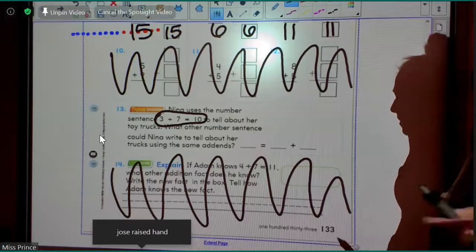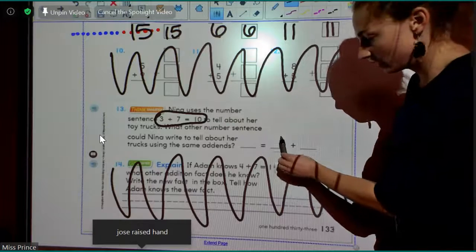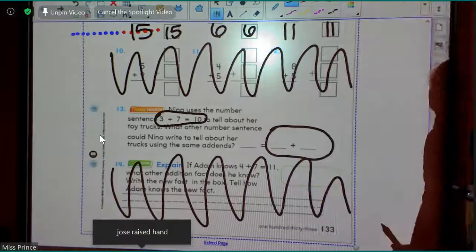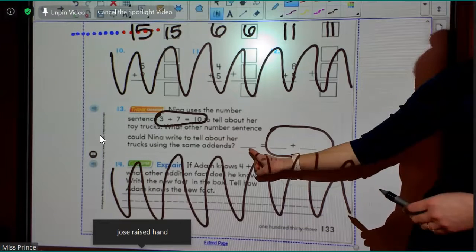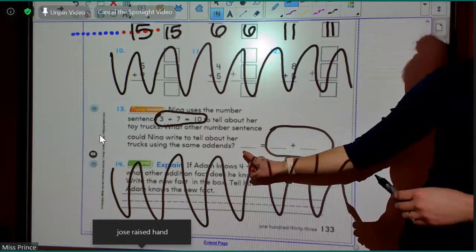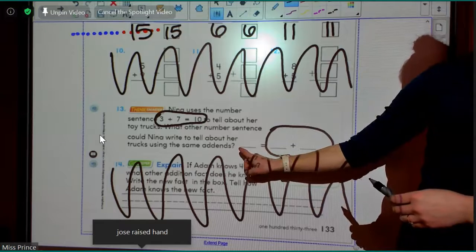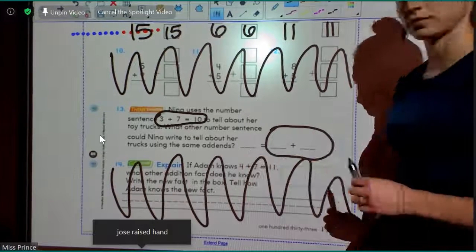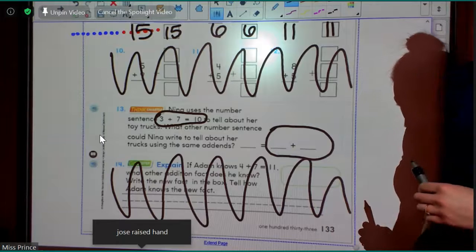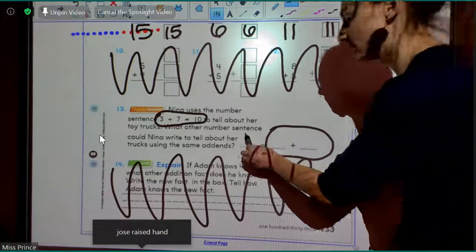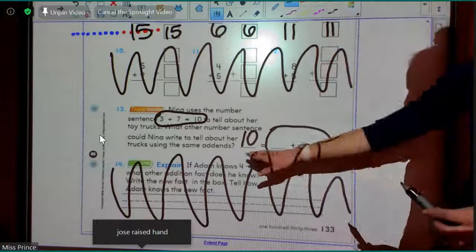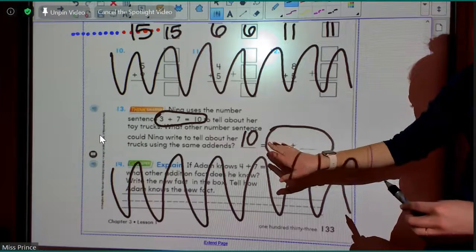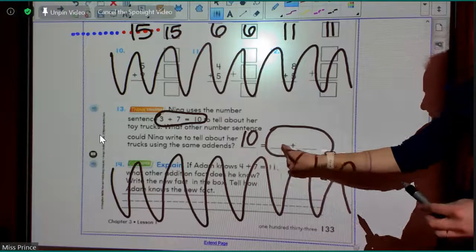So I want you guys to tell me what numbers here am I going to be adding in a different order. Notice that the plus sign is over here, so our answer is over on this side this time. So if our answer doesn't change, Sophia, what is our answer? 10. So look where I'm putting it. 10 equals something plus something. Jose, if I flip-flopped it, what numbers am I going to put here?